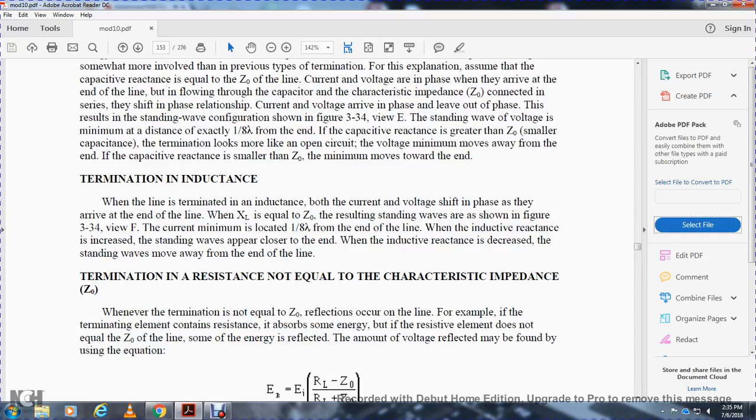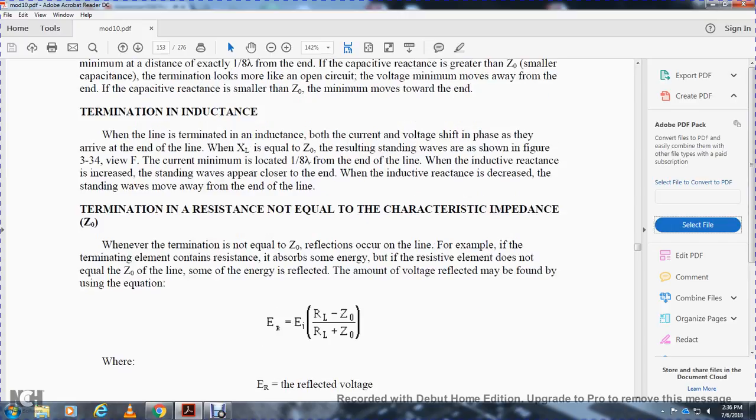Termination in a resistance not equal to the characteristic impedance. Whenever the termination is not equal to the characteristic impedance, reflections occur on the line. For example, if the termination contains a resistive element, it absorbs some of the energy, but if the resistive element does not equal the characteristic impedance, some of the energy is reflected. The amount of voltage reflected may be found by using the equation.